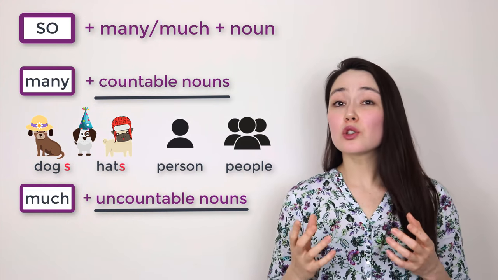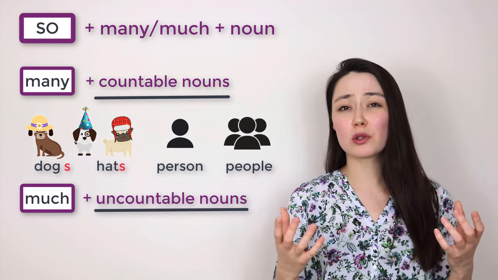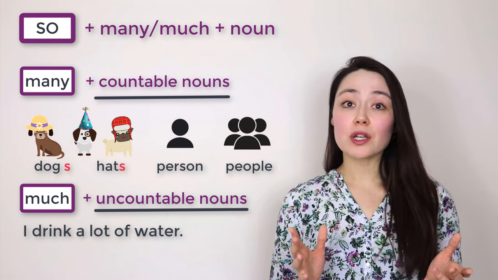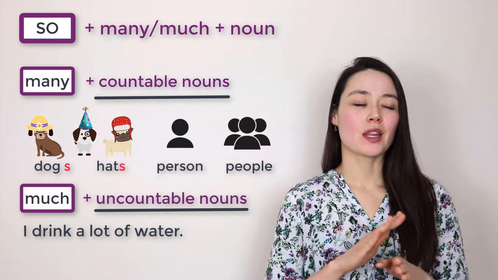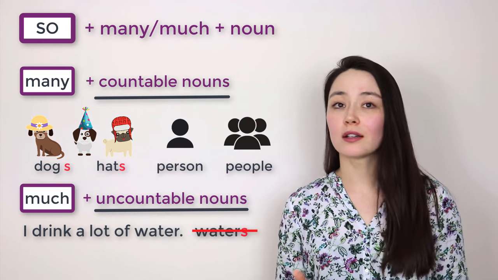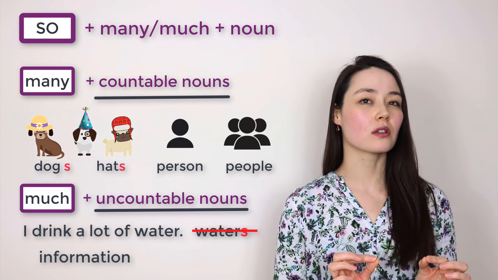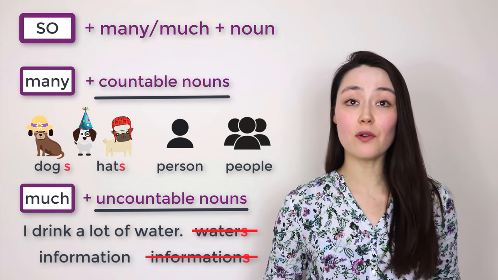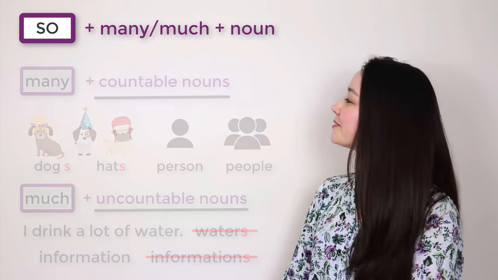Uncountable nouns do not have a singular or a plural form. There's one form. I drink a lot of water. Not waters. It's information. Never informations. There's only one form. Okay.